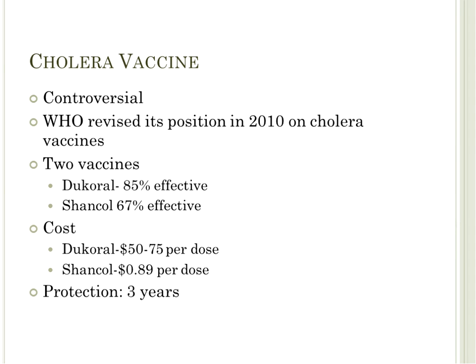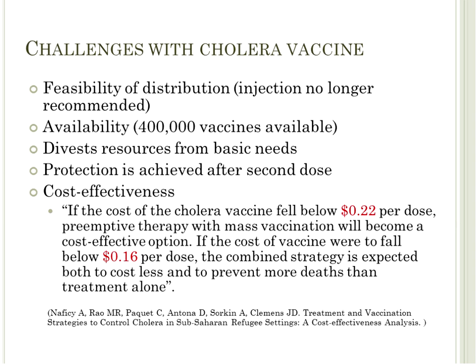The cost of Dukoral is about $50 to $75 per dose, whereas Shanchol is 89 cents per dose. Shanchol is actually produced in India, I believe, and just recently was made available. The protection, in terms of duration of efficacy, is 3 years. Both vaccines require that you receive 2 doses, and you only achieve protection after the 2nd dose.